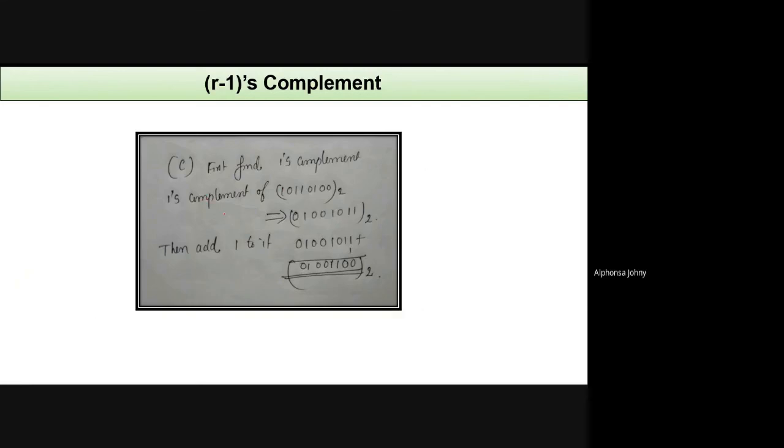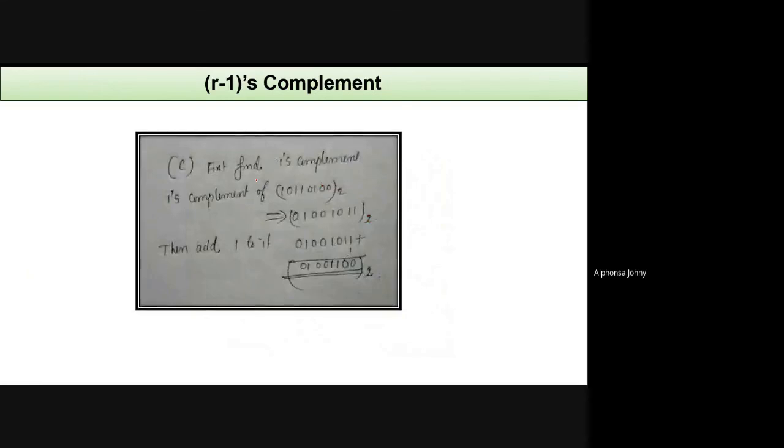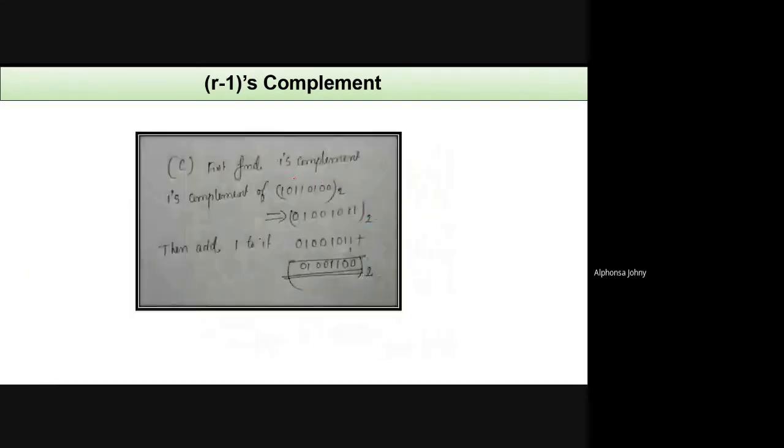The question is the same: we need to find out the 2's complement of 10110100. So what we can do? First, we have to find its ones complement. Finding the ones complement is very easy. Using the shortcut method, we can do it in the following way. That is, we have to replace all zeros with ones and ones with zeros.